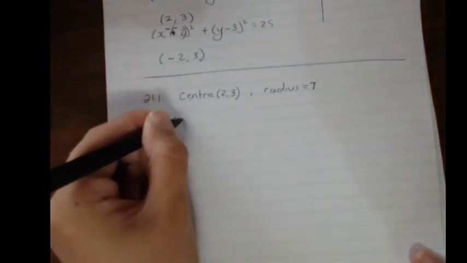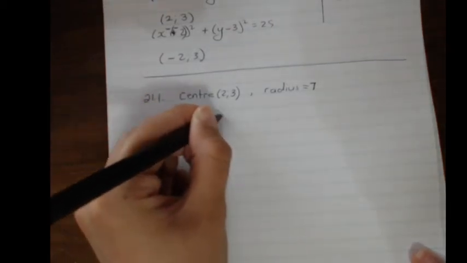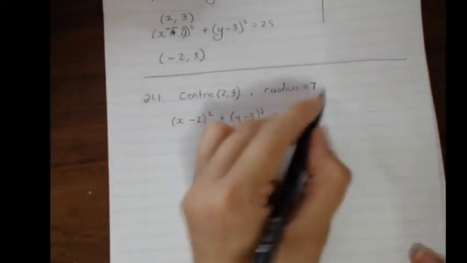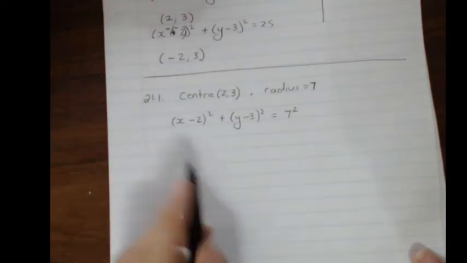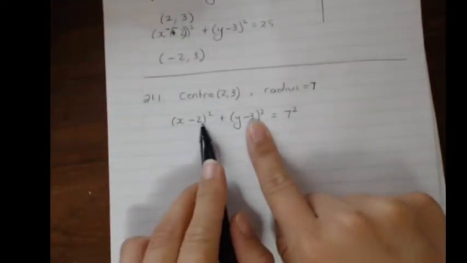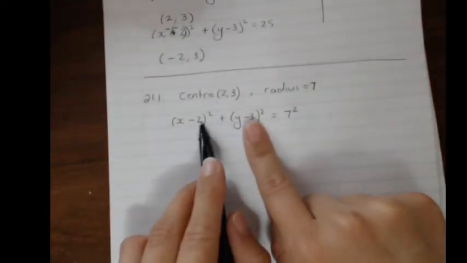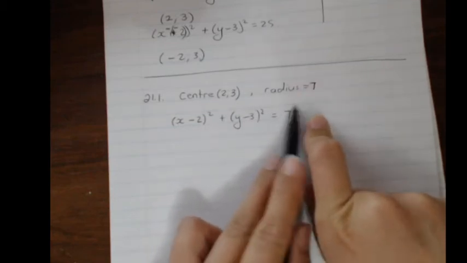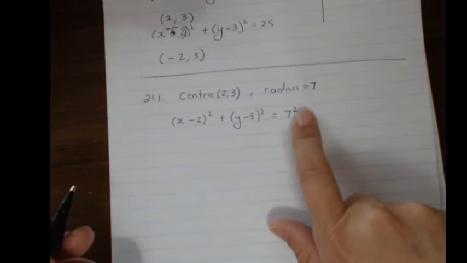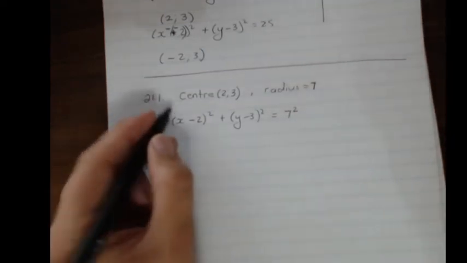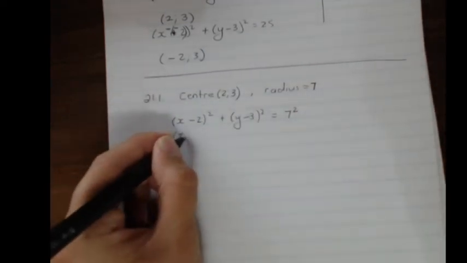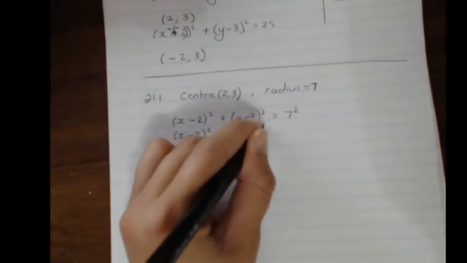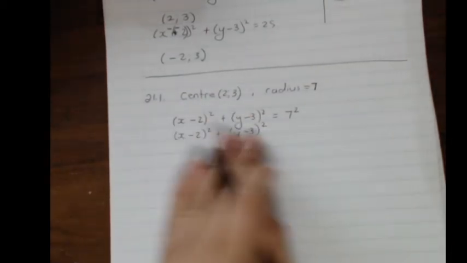So the formula is (x minus 2) squared plus (y minus 3) squared is equal to 7 squared. So you see the coordinates of the center of the circle go in the place of a and b. The radius goes in there, and I would rather write this actually as 49 and not 7 squared, but this you can leave. The (x minus 2) squared plus (y minus 3) squared. You don't need to multiply out that bracket. You can leave it like that.